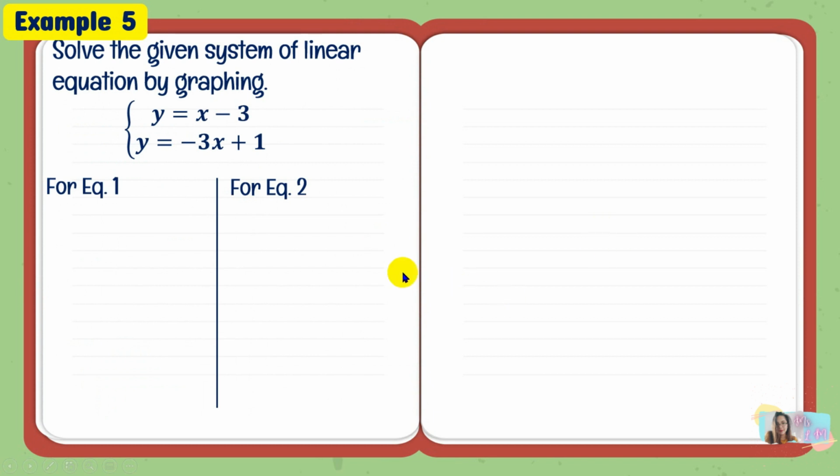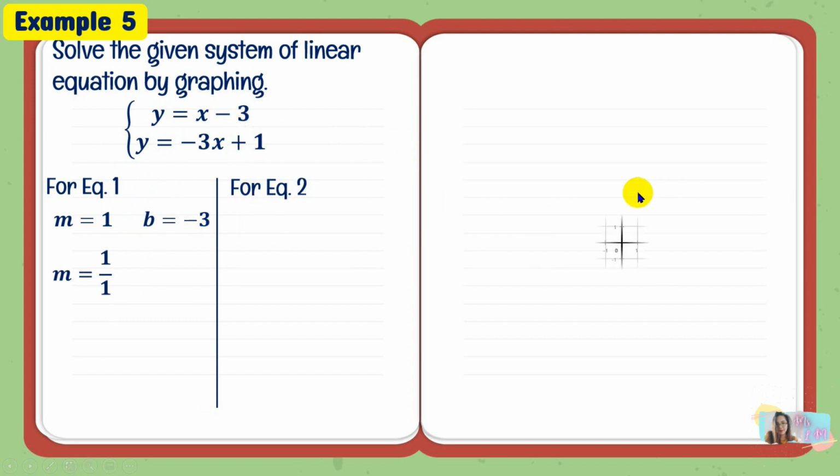Then, for the last example, we have here example number 5. We have here y is equal to x minus 3 and y is equal to negative 3x plus 1. So, obviously, these two equations are written in slope-intercept form. So, we can use the slope and the y-intercept to graph these two linear equations. So, for equation 1, again, the slope is the numerical coefficient of x. So, we have positive 1, and we can write that as 1 over 1 because we need the ratio of rise over run. Then, for the y-intercept, we have negative 3.